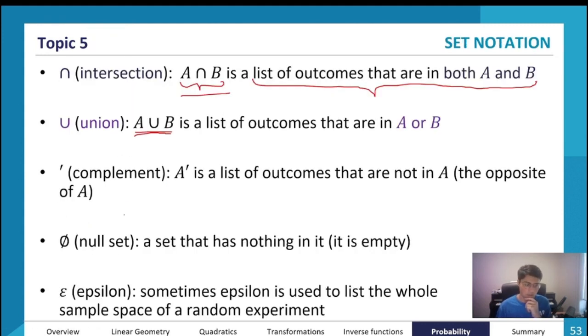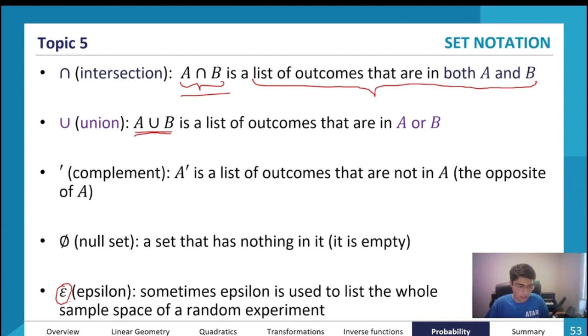Some other things that you may need to know based on the question that you asked. First of all, you have the null set. So this is the set that has nothing in it, which kind of seems useless at first, but as you do more probability questions, you'll start to find that it's some pretty useful notation. This is probably least used, to be honest.